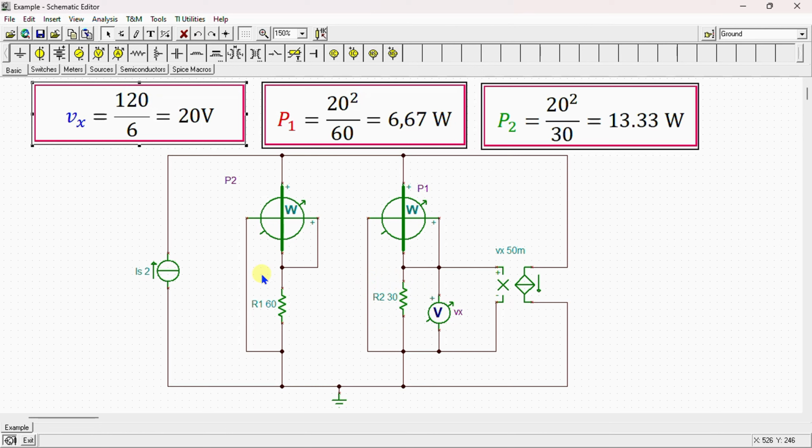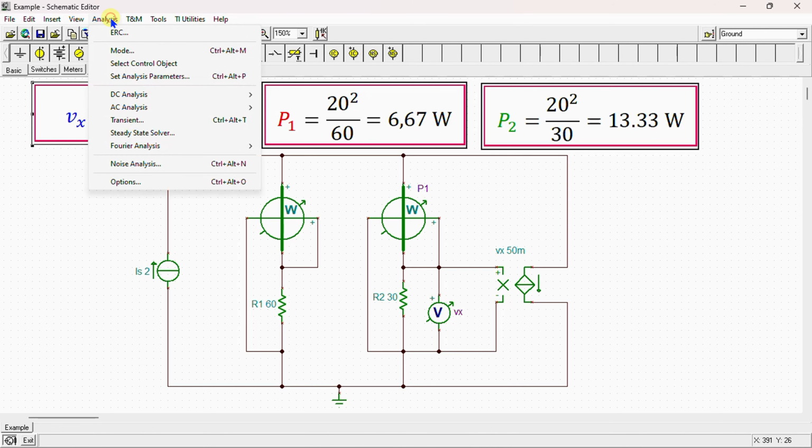I connect here a wattmeter in order to measure the dissipated power in the resistor R1, and I connect also here a wattmeter in order to measure the dissipated power in the resistor R2. And here I connect a voltmeter to measure the voltage across the resistor R2. Let's move on to analysis.